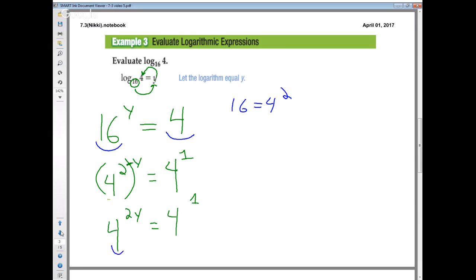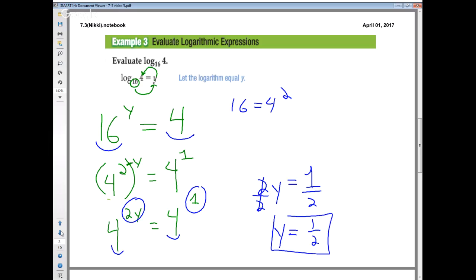Now our bases are the same, so that allows us to set our exponents equal. So in other words, we'll have 2y equal to 1. Then voila, just divide by 2 to get the 1 alone, and you have your solution. y is equal to 1/2.